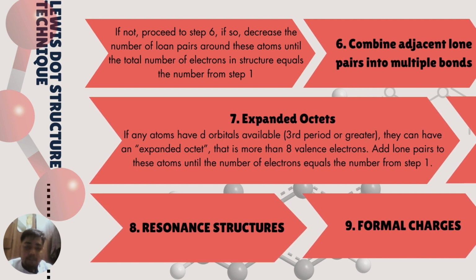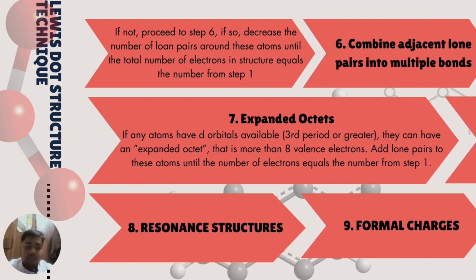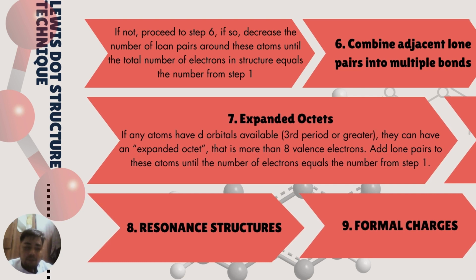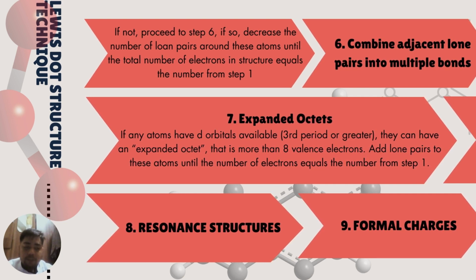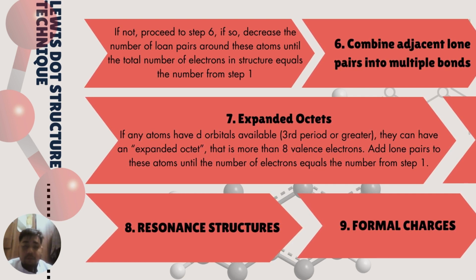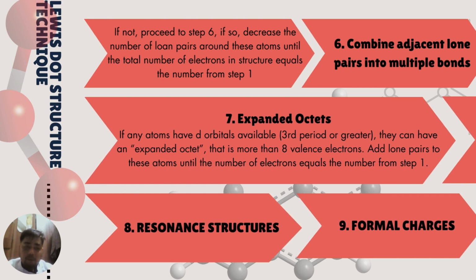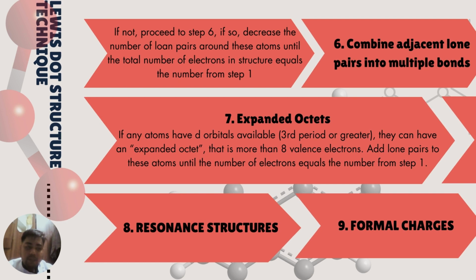And the ninth step is the formal charges. These correlate the electron location in the molecule to the atom that donates them. We can use the formula: formal charge equals valence electrons minus the non-bonding valence electrons minus the bonding electrons over 2.